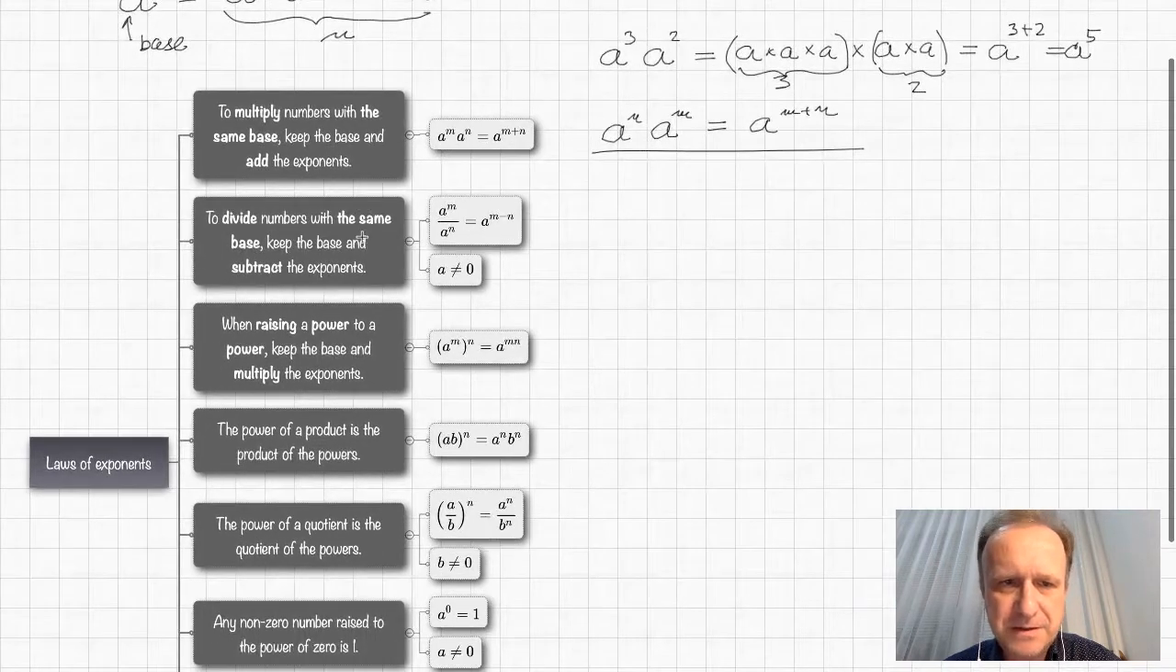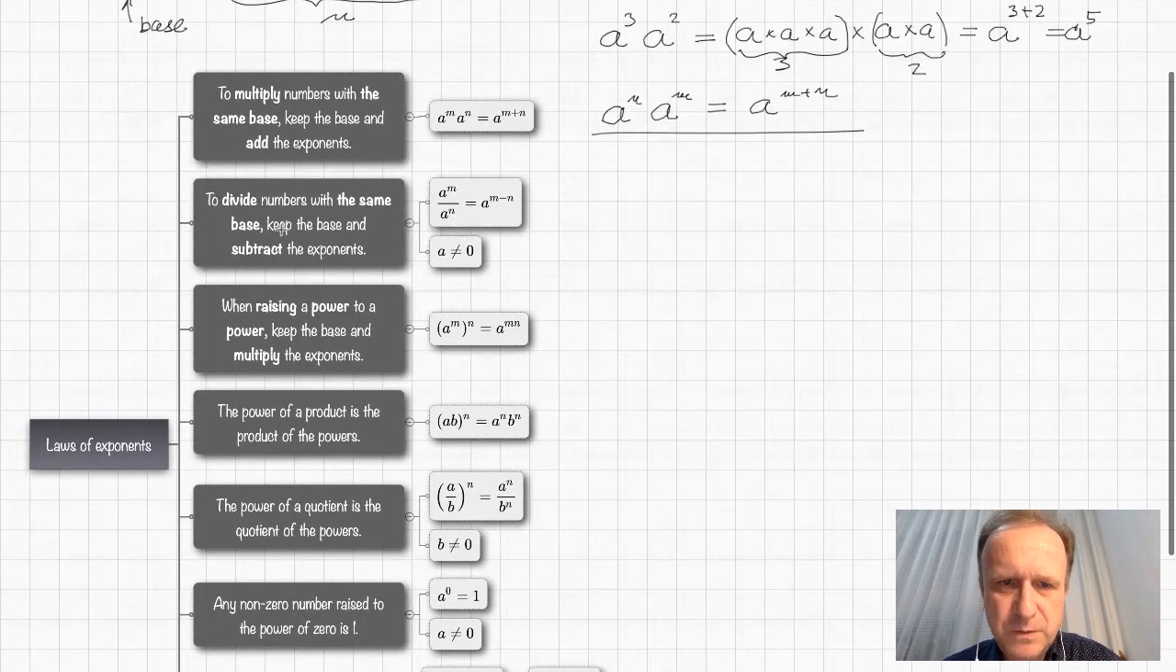Now, the second law. The second law has to do with division. To divide numbers with the same base, keep the base and subtract the exponents. So the law says a to the power of m divided by a to the power of n equals a to the power of m minus n.